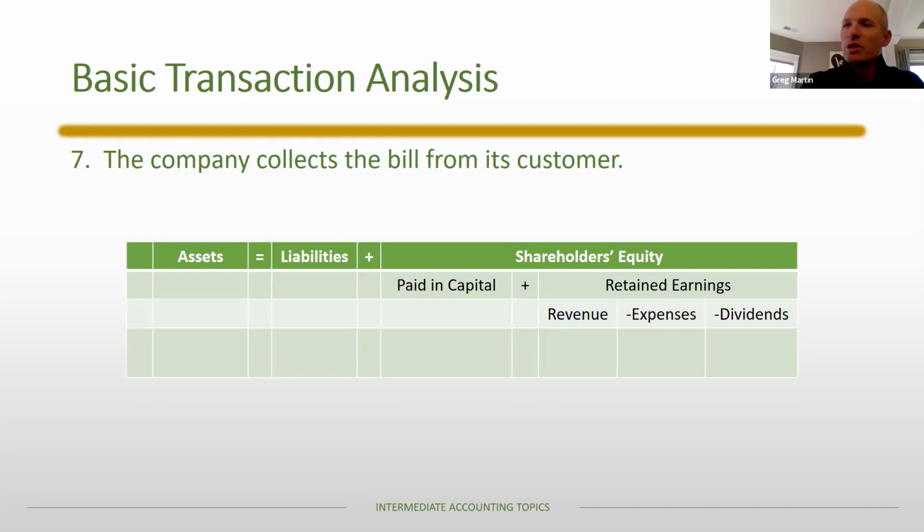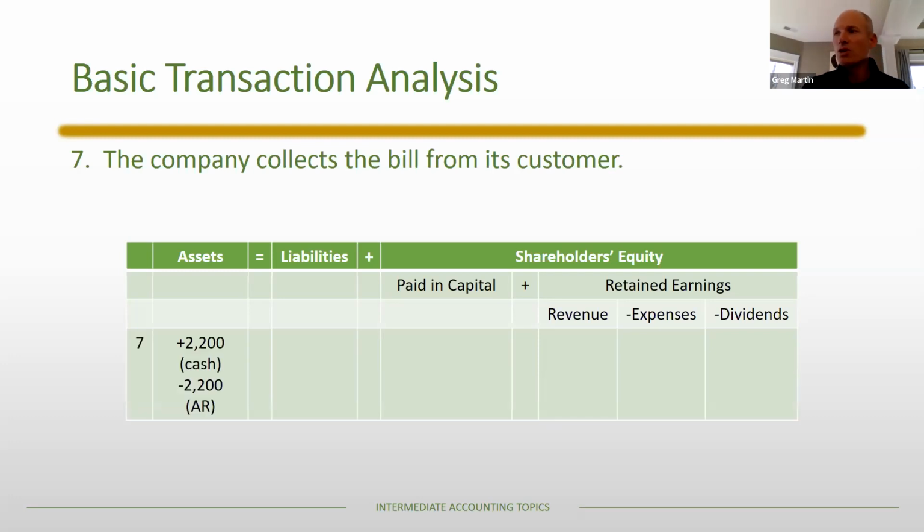The company collects the bill from its customer. So if you remember, that bill was $2,200. They had that receivable for $2,200. So when we collect it, what happens? Yep, we get cash, and then receivable goes down. Good. So we increase our cash $2,200, decrease our receivable $2,200. So the total assets don't change. Revenue's already been recorded before. The financial position though has changed, because now instead of the bill, we actually have the cash in hand.